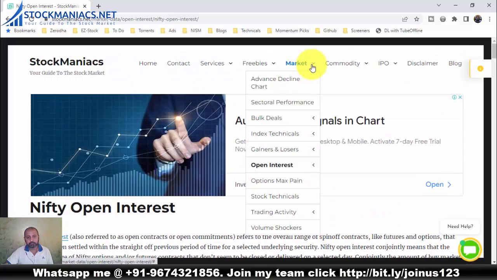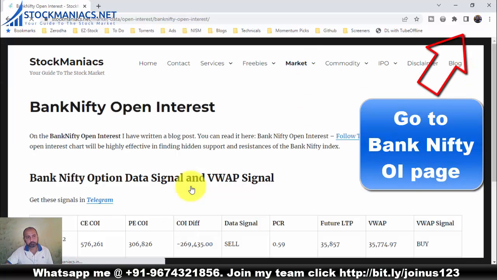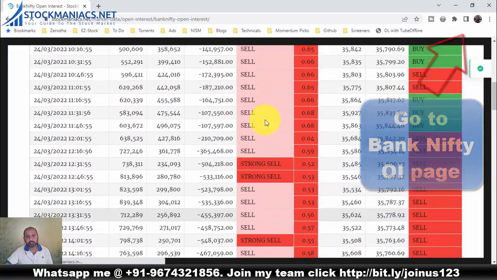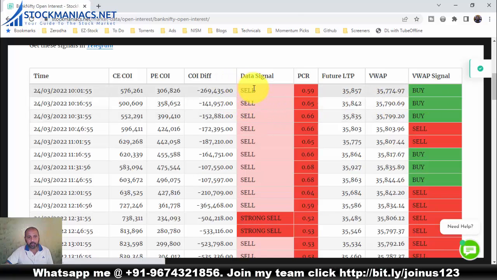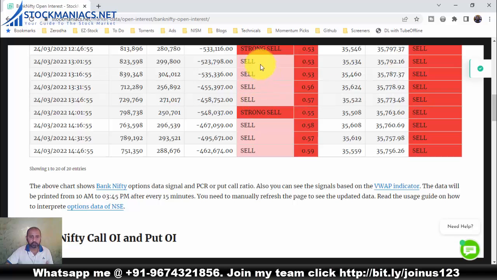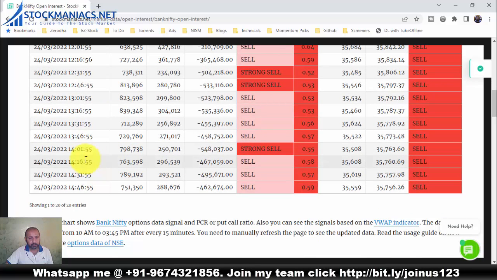And if you go to Bank Nifty, under market, open interest, Bank Nifty open interest, you can see the same data for Bank Nifty. And today we will be preferring to look at Bank Nifty. Why Bank Nifty? Because twice today Bank Nifty has moved to the strong sell zone. You can see first at 12:30 it moved to strong sell, then at 14:01, one minute past 2 p.m., it moved to the strong sell zone.